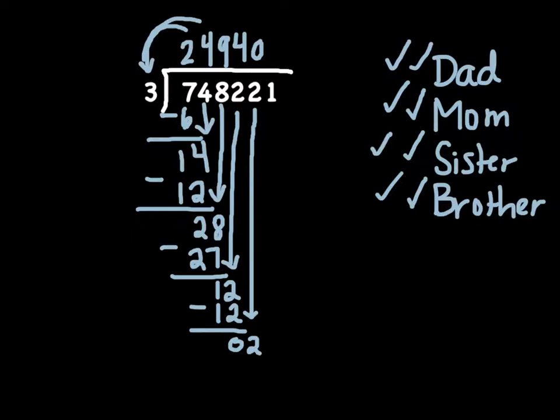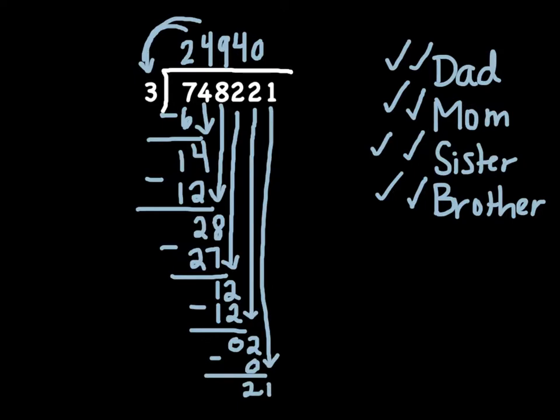Then we go back to multiply. 0 times 3 is 0. Then we're going to go ahead and subtract. 2 minus 0 is 2. Bring down the next number. And hopefully this is the last step because we're out of room.